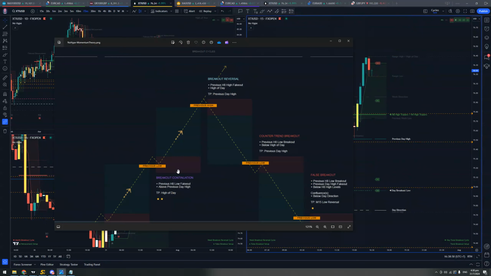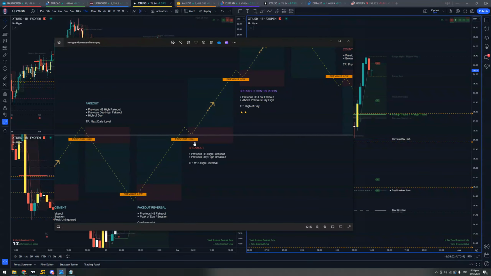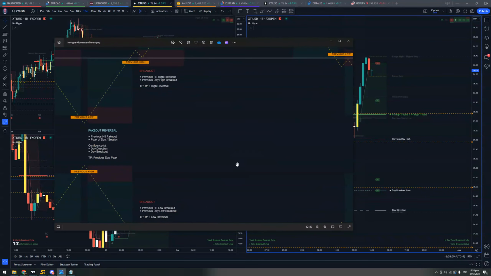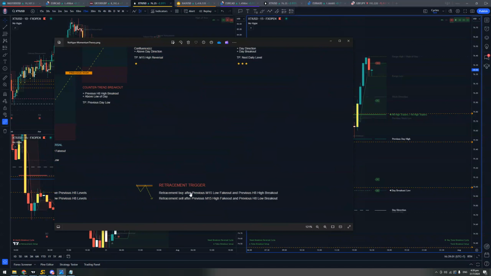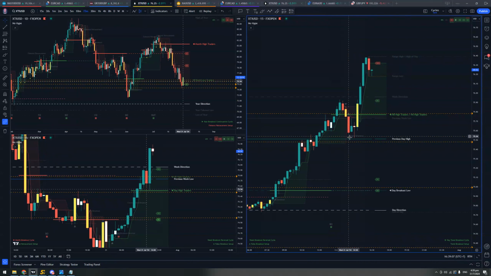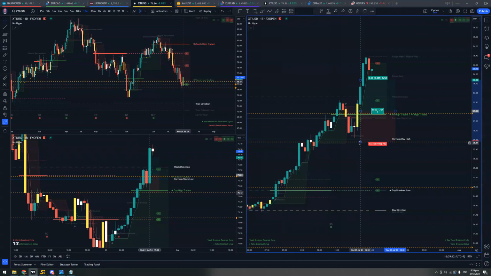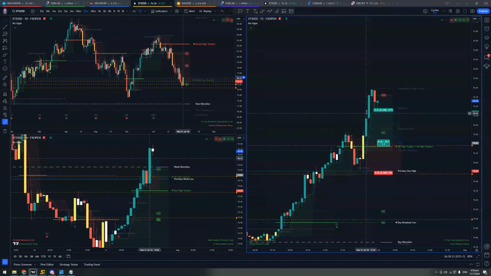Again, for breakout trades, the price has to be above the previous H8 high, previous day high breakout, and it's red. So I'm looking for a retracement trigger, which is a previous M15 low fake out above the previous H8 high breakout. Here's the M15 low fake out. And so I entered once it broke out of the high. And so I'm currently still in this.